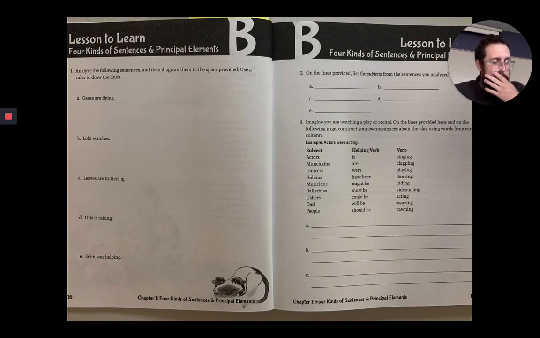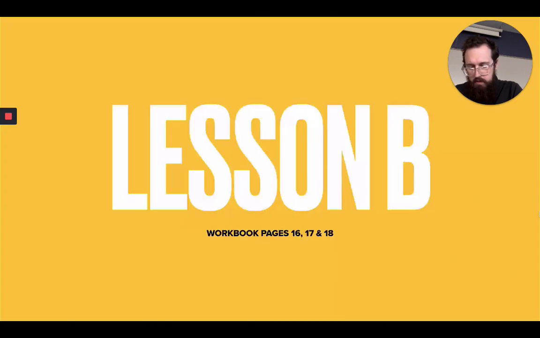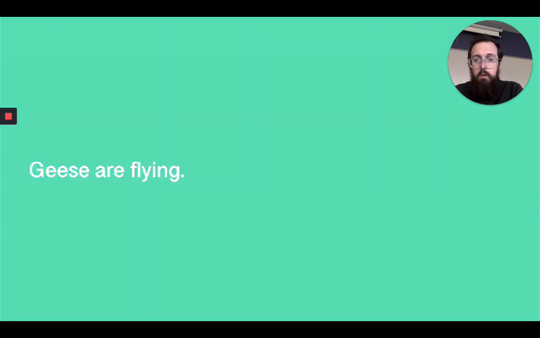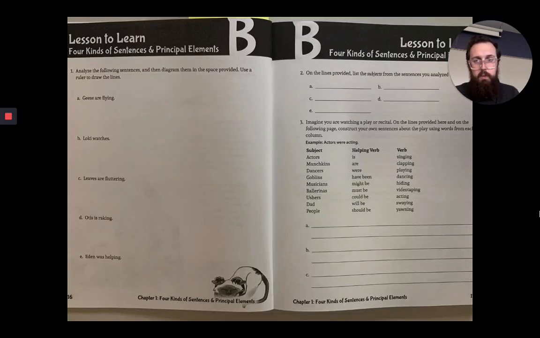Geese are flying. Wait, we did that one already. So go back, rewind, and we just did that one. Loki watches. We did that one again too. So if you're not sure, rewind, and we did that one together. The next three, leaves are fluttering. You're going to do the same thing. Analyze it, then diagram it. Same thing for D and E.